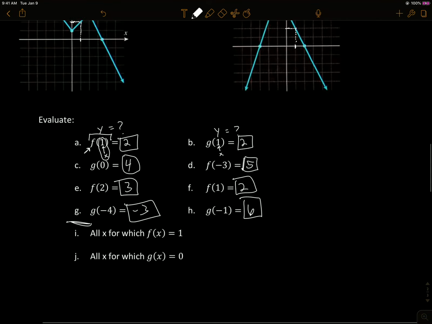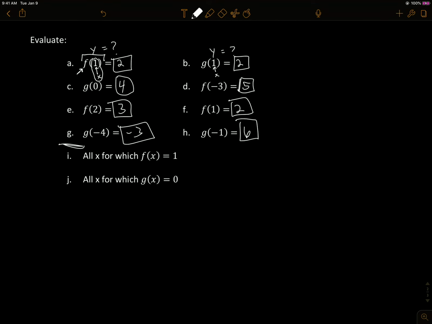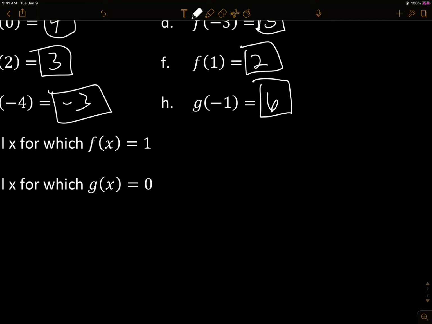Okay, let's look at these guys now. This is the same question. They don't know the x, so they're saying what is the x value that gives you a y value of 1? Remember, this whole f of x means y. So they're saying y equals 1. What is the x that produces that?